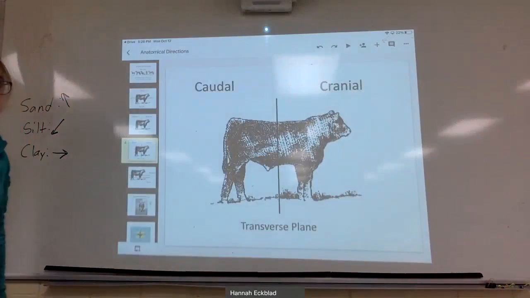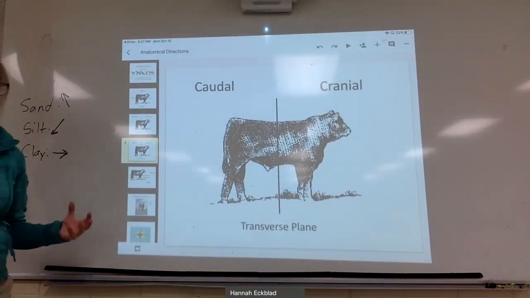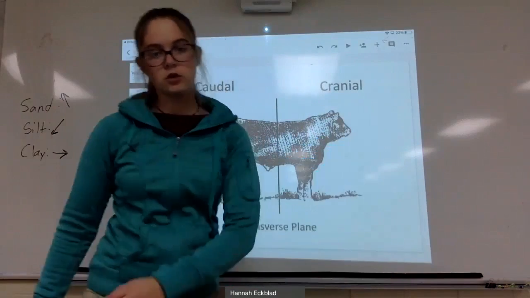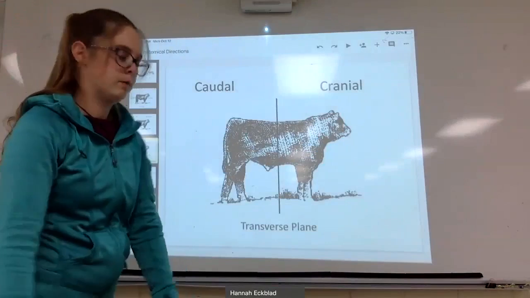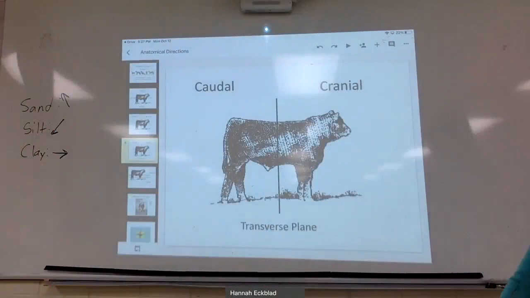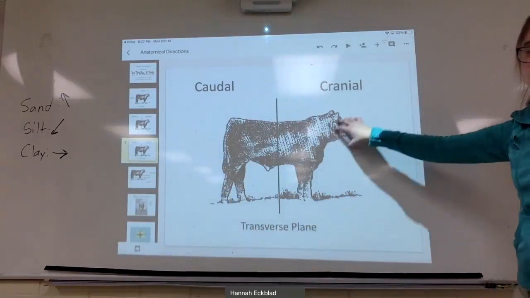On the flip side, we have caudal and cranial. Now this looks very similar because we still got this transverse plane. But if you point to your cranium, where is it? It's your head. So the cranial side is towards the head. If you remember from our skeletal unit, the caudal vertebrae is your tailbone. So caudal is this tail area, cranial is this head area.